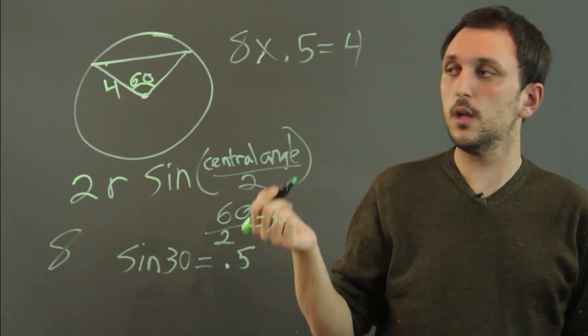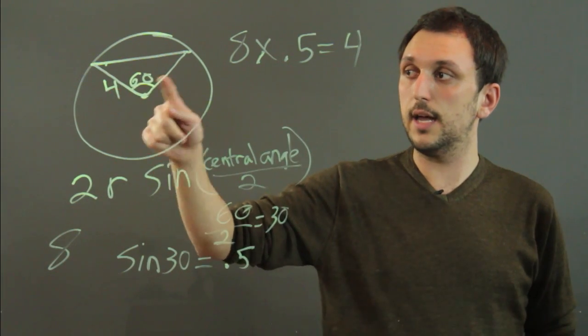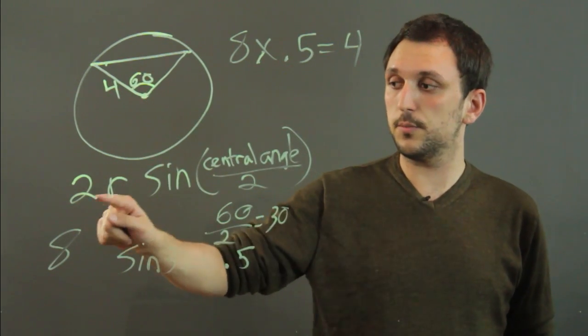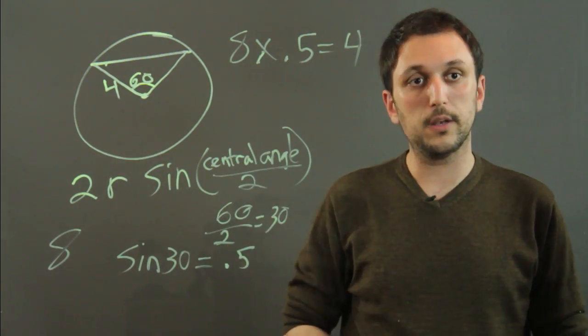4. So again, to find the measure of any chord in a circle, you need the radii and the central angle, and then you multiply 2 times the radius times the sine of the central angle divided by 2.